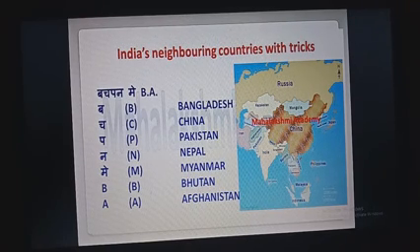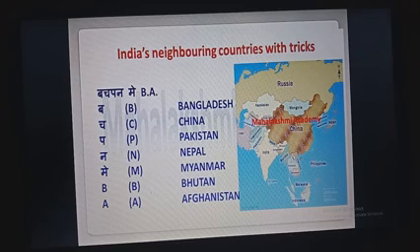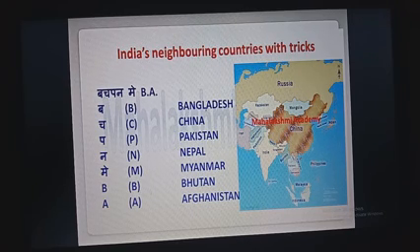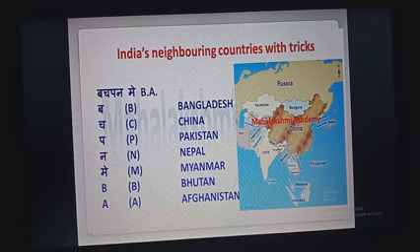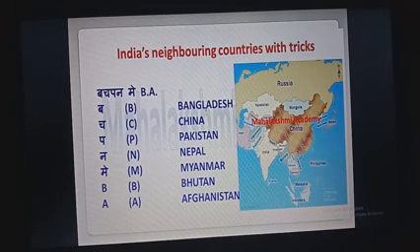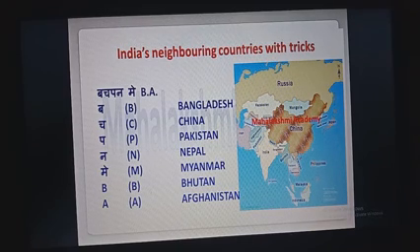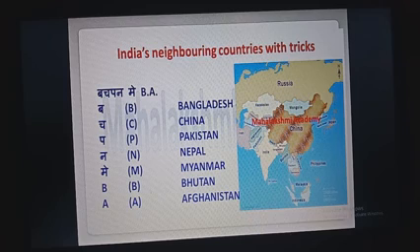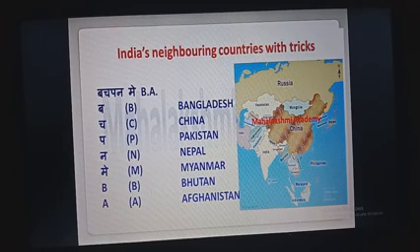So, first of all, in a map, you have to see which are the neighboring countries and in which direction they are located. One more time, I repeat: Pakistan is in the northwest portion, China in the north region, then Nepal is just above the central region, and Bhutan in the northeast region, then Bangladesh near the eastern side, then Myanmar or Burma is in the far eastern side, and Afghanistan in the northwest region sharing a small boundary with India, then Sri Lanka in the southern region.